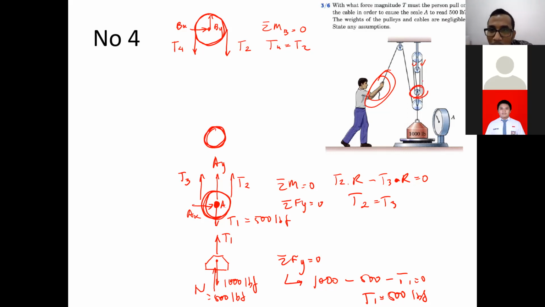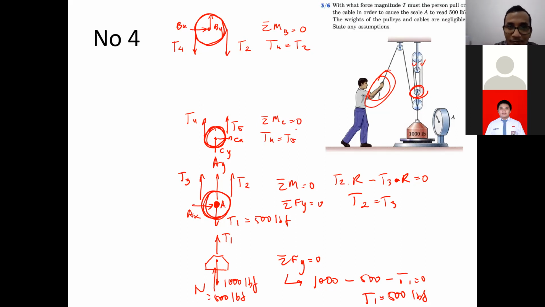What forces do we have there? T4 and T5 now. T4 going up, right? And T5 going up as well. And there we have Cx, Cy, as usual. As usual, using sigma moment at C equal to 0, we can find that T4 is equal to T5, correct?